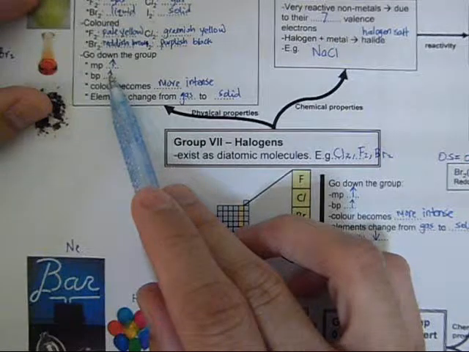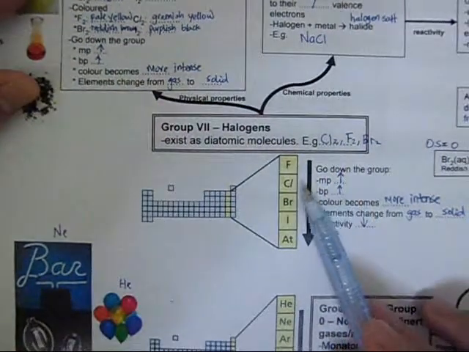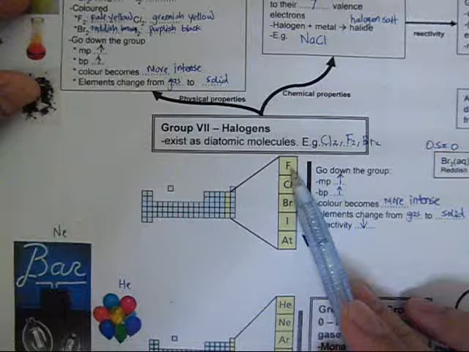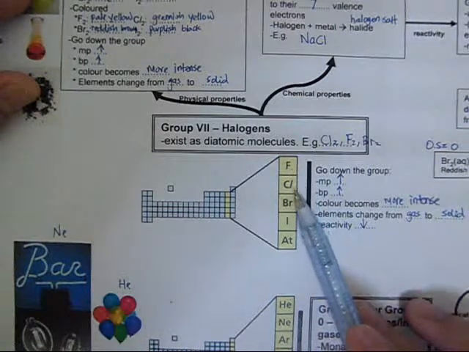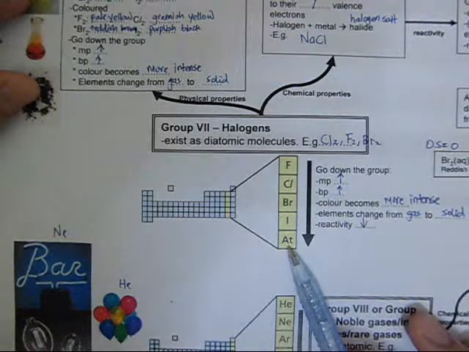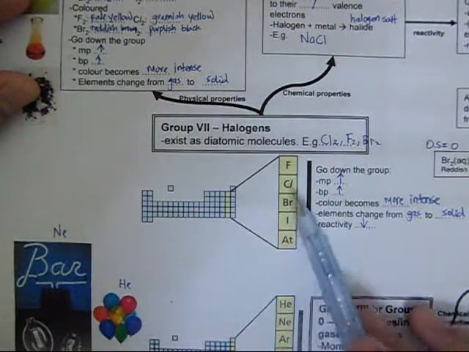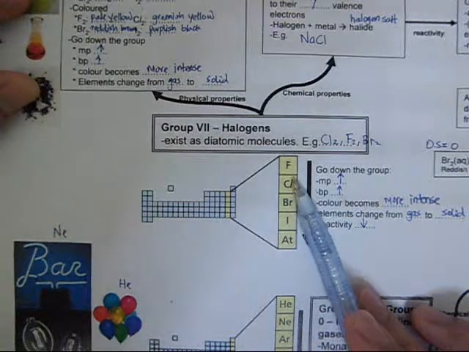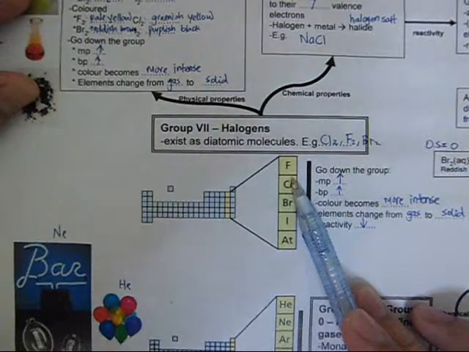So for the halogens, as you go down the group, the states of matter change from gas to liquid to solid, and obviously the melting or boiling point must increase as well, because a solid has a higher boiling point than gases or liquids.